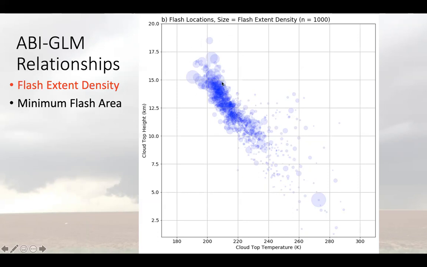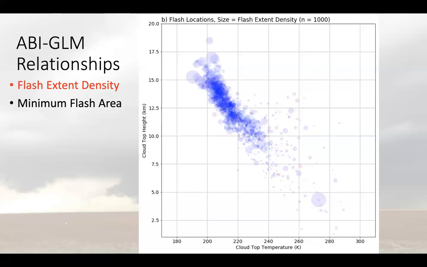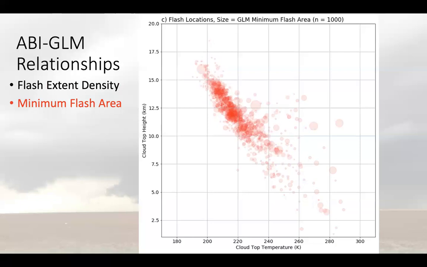But if we change this now and look at the minimum flash area, you'll notice that all the largest flash extent density circles now become very small. We can go back once just to show that again. So as we have those highest FED values up at these highest and coldest cloud tops, we are actually then seeing our smallest minimum flash areas. And we see larger minimum flash areas down towards the bottom of our distribution at warmer and slightly lower cloud top heights.